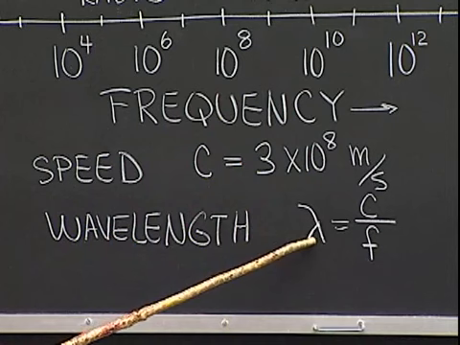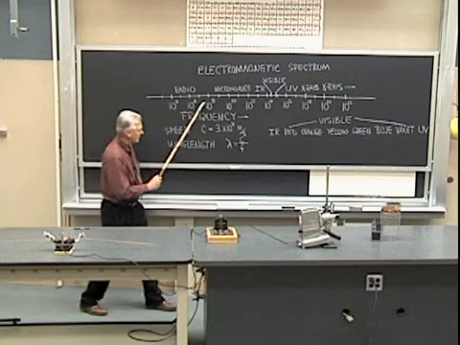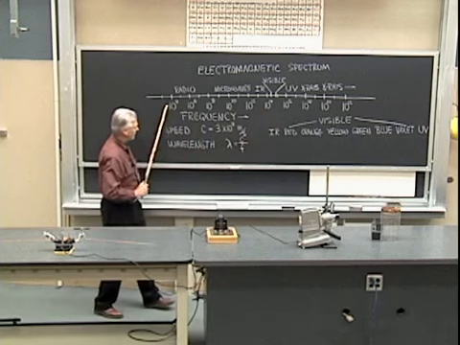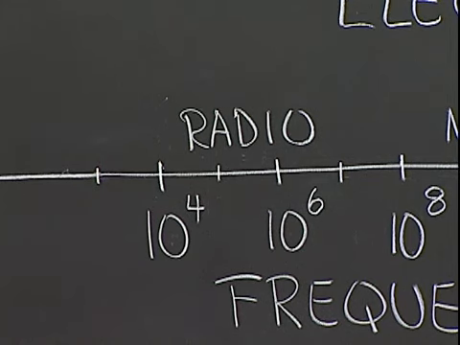So the frequency and the wavelength are inversely related. So as we increase the frequency, we decrease the wavelength. So as the frequency increases as we move to the right, the wavelength will actually decrease. So next I'd like to demonstrate radio waves.